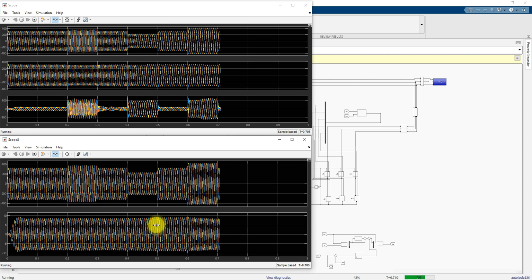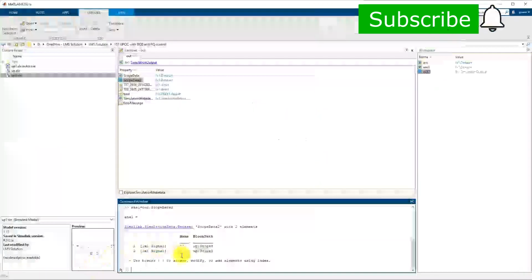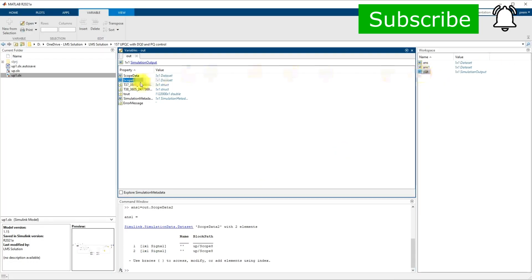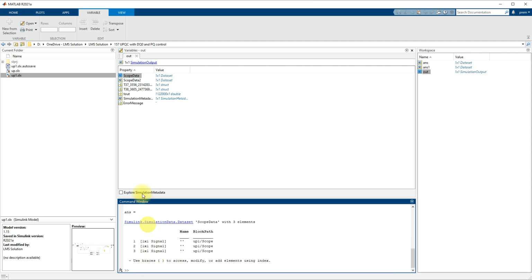When comparing DQ control, that is DQ not PQ control, with this DQ control for both the shunt and series active filter, it will provide better results. So next we have to check the THD of the system, so then only you can conclude the result. Here I am going to stop the simulation and go to this out, and then paste it in the command window.